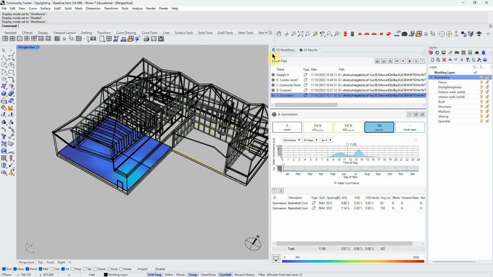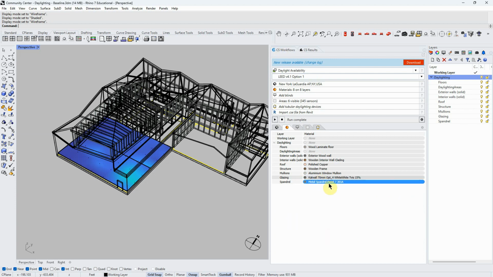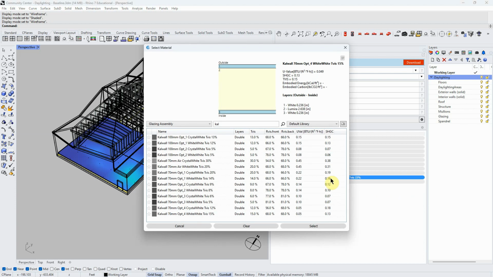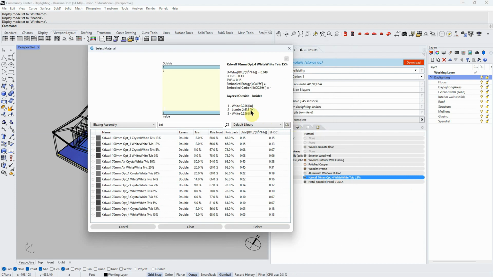Why is it low? If I go look at your choice here for glazing, you picked a specific Cal Wall. And what are its specifications? First of all, you have a T-vis of 0.15. That means that 15% of the visible light spectrum that's hitting the glass is getting through. So only 15% of the visible light is getting through that material. That's not very much. That's almost opaque. We have a solar heat gain coefficient of 0.13. That means almost no heat is getting through this Cal Wall. And we have a U value of 0.049.